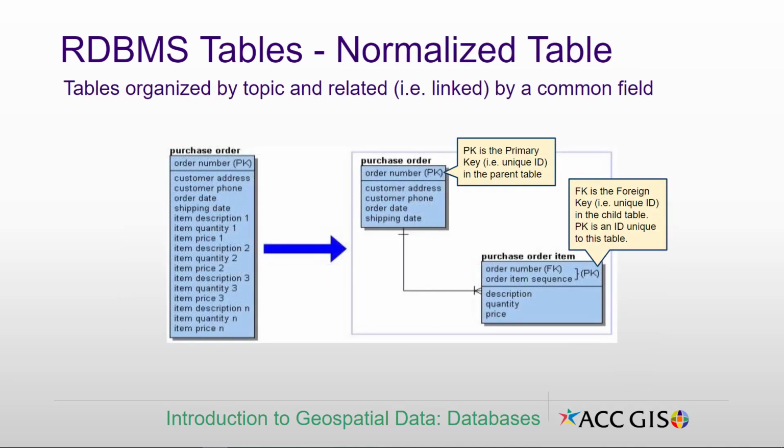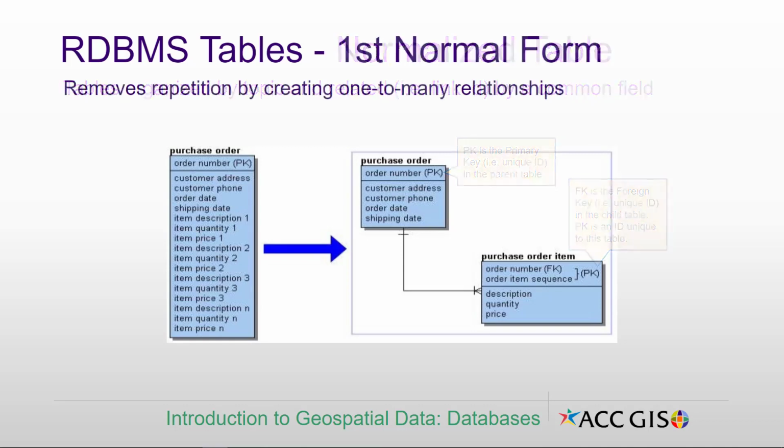When we normalize data, we organize the tables by topic and relate them by a common field. So in the example of the purchase order table, we're going to organize the data by purchase order and then by purchase order item. So we're splitting that data out into 2 separate tables and relating them with a common ID. In this case, the order number is the primary key, and the order number that is stored in the purchase order item table is the foreign key. And we have a many-to-one relationship from the purchase order items where there are many items to one purchase order. And so this process of removing repetition by creating a one-to-many relationship is called the first normal form.